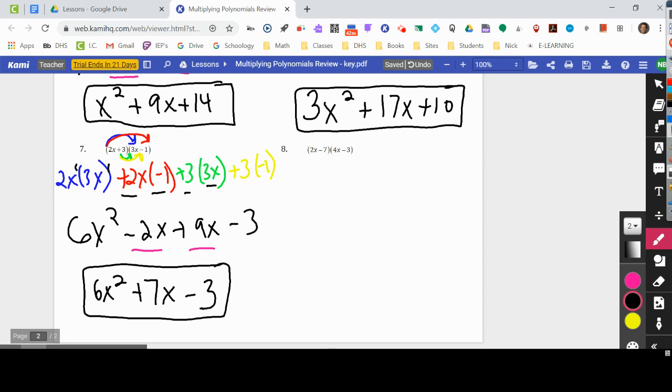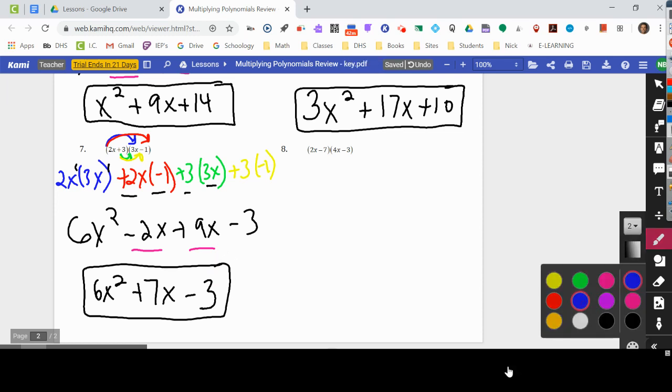Again, sometimes those negatives can be tricky, so be sure to use a calculator when we're doing that. Or at least use a calculator to check your mental math.